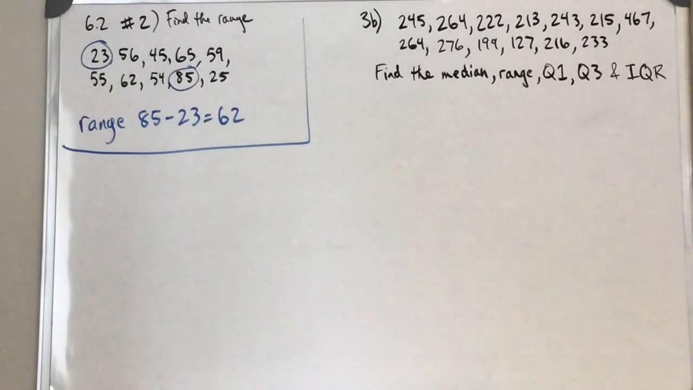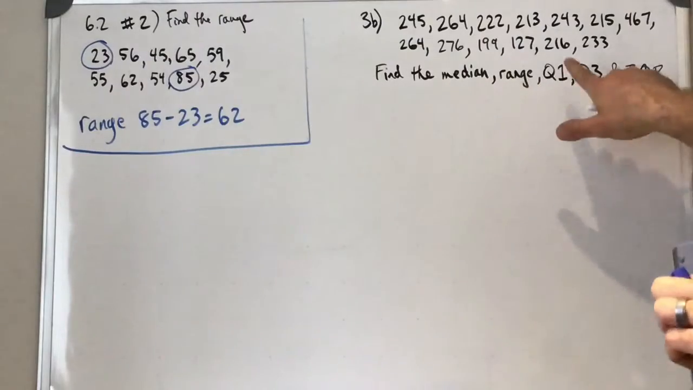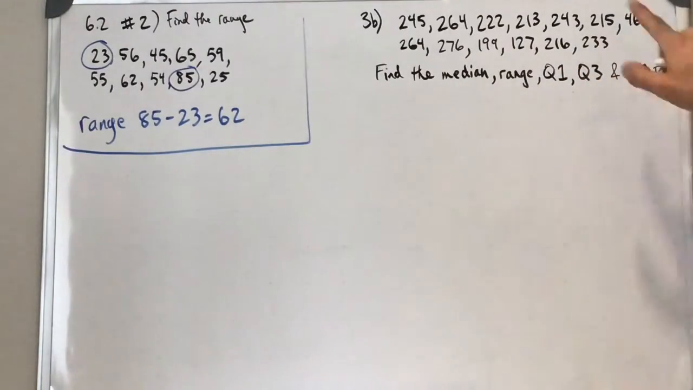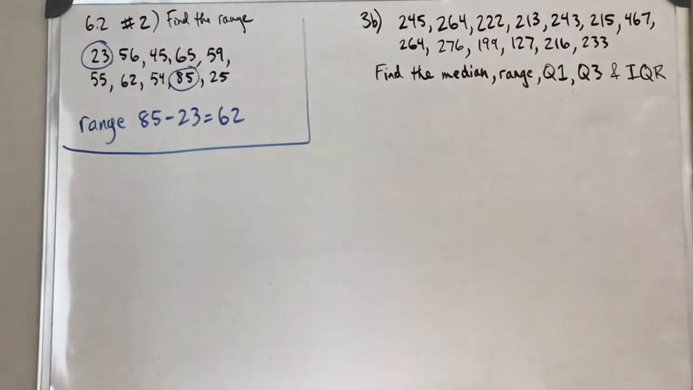3B, we've got a lot of stuff going on here. So we're going to have to start off by ordering all of this data if we're going to find the median, range, first quartile, third quartile, and interquartile range. Okay? So our lowest value, we'll have to go through these one at a time, I think.